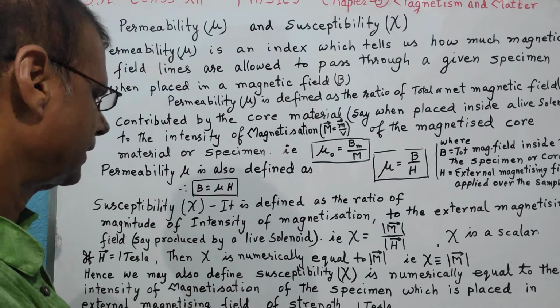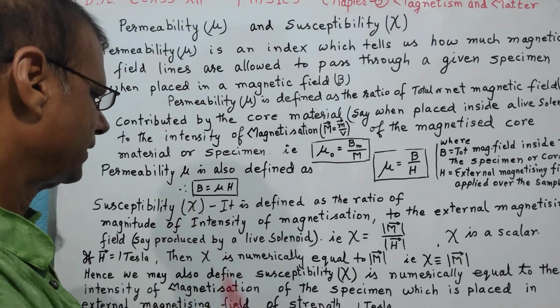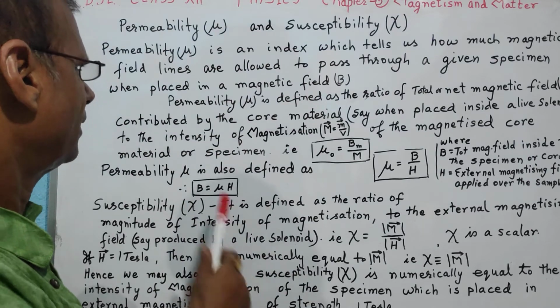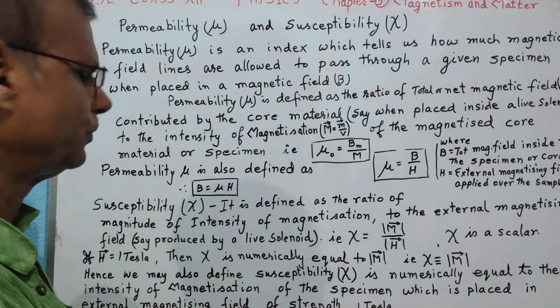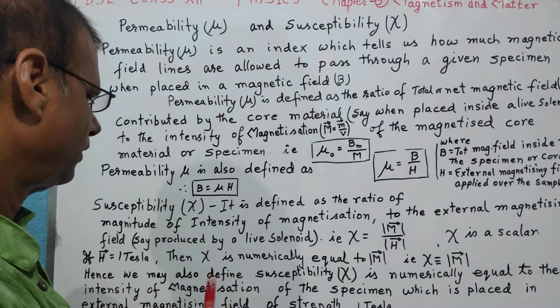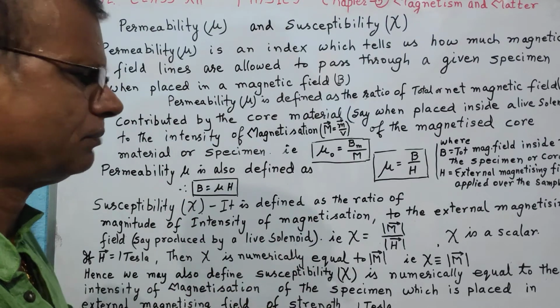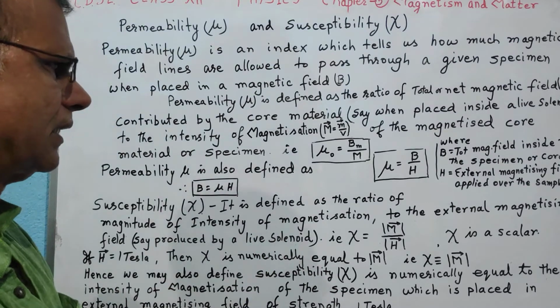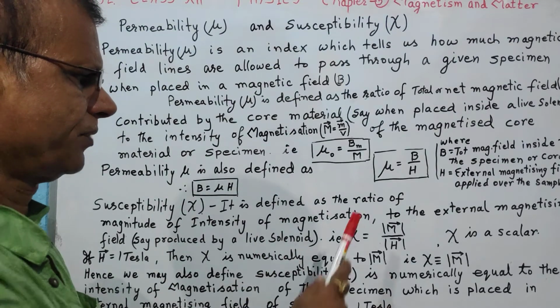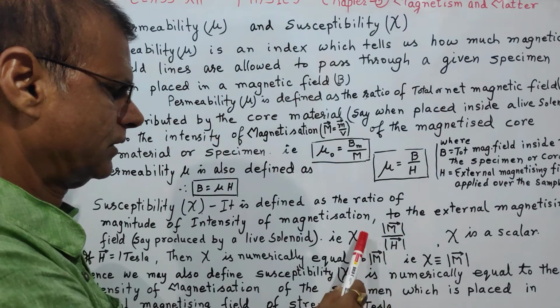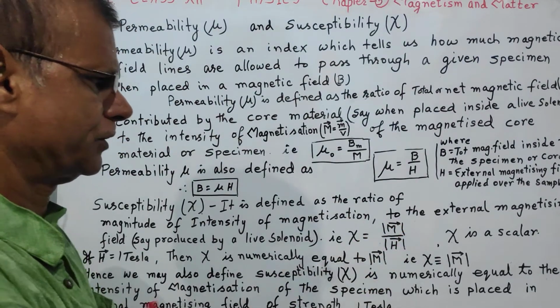Now we define susceptibility. The symbol is chi, and for permeability the symbol is mu. For susceptibility the symbol is chi. It is defined as the ratio of intensity of magnetization to the external magnetizing field. So chi is equal to M upon H.